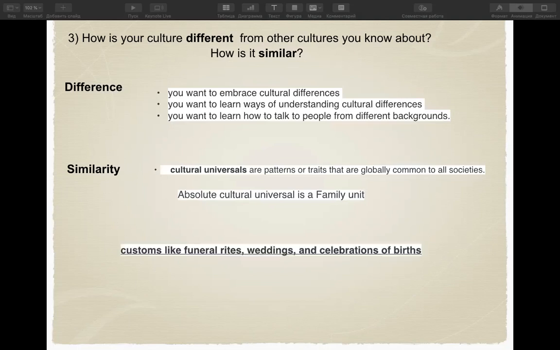Let's look at customs like funeral rites, weddings, and celebrations of births. Can you find differences or similarities? Please tell us in the comments.